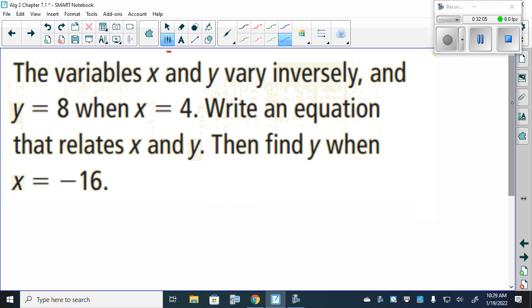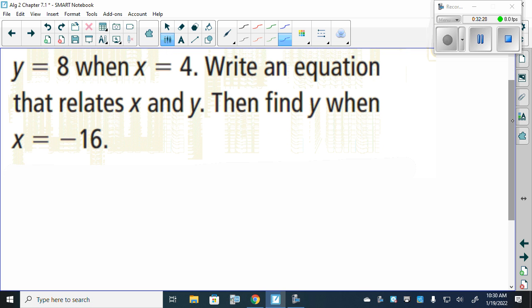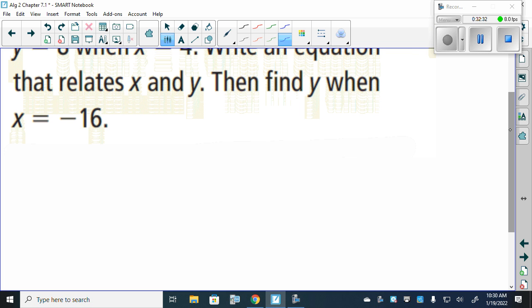Let's look at least one more, because the rest aren't really going to change that much from this here. Okay. So looking at this here, the variables x and y vary inversely, and y is equal to 8 when x is equal to 4. Write an equation that relates x and y, then find y when x is equal to negative 16.